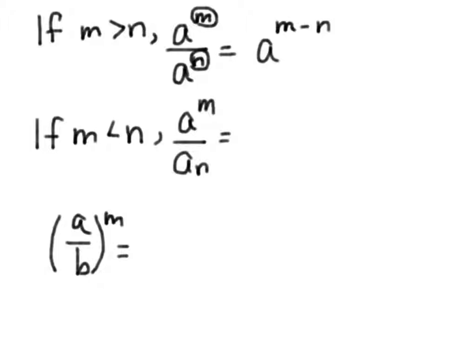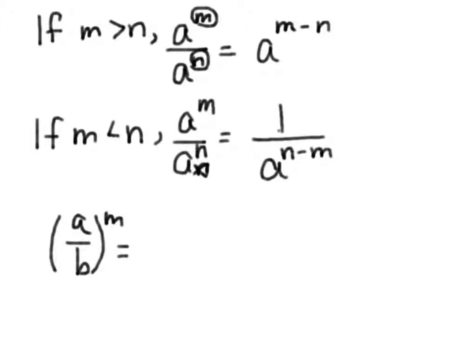Now, if this exponent is bigger, and this really should be written right up here, as an exponent. If this exponent is larger than this one, we're still going to subtract, but we want to subtract the smaller one from the bigger one. So we would have 1 over a raised to the n minus m. Basically, we're going to subtract wherever it will make our exponent positive.